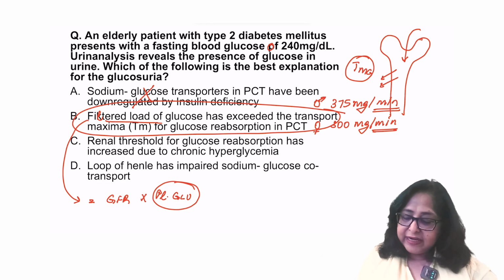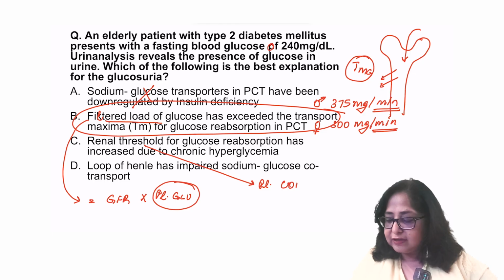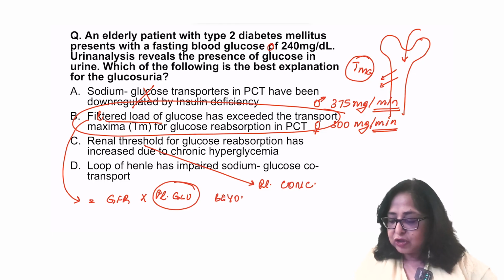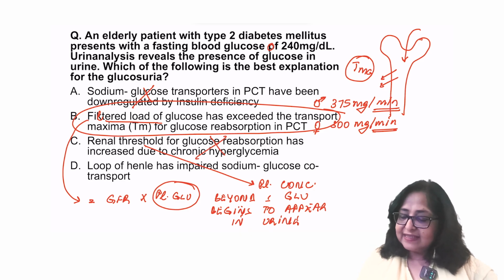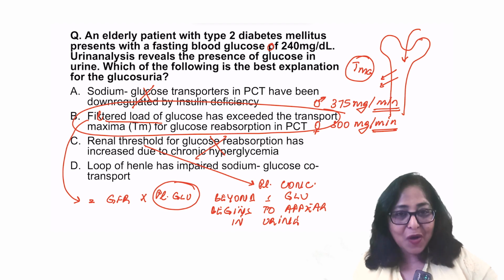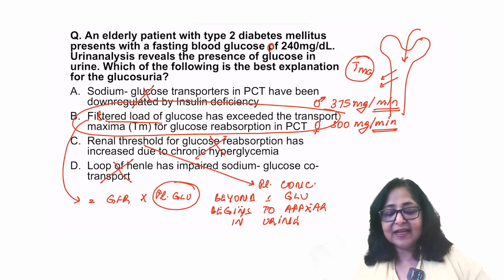Renal threshold for glucose reabsorption is increased due to chronic hyperglycemia? No. Renal threshold is actually the plasma concentration beyond which glucose begins to appear in the urine. So this remains constant. This does not change. So this is not the answer. Loop of Henle has impaired sodium glucose cotransport. Loop of Henle does not have any sodium glucose cotransporters. So this is also not the answer. Answer is B.